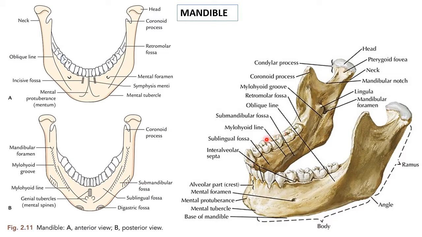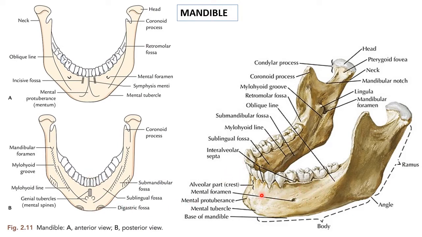and now the two borders, the superior border, which is also called the alveolar border, and the inferior border, which is also called the base of the mandible. On the inner side of the base of the mandible here are two depressions called digastric fossae. These give attachment to the anterior belly of digastric muscle.